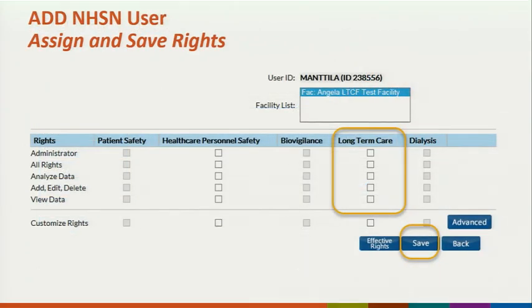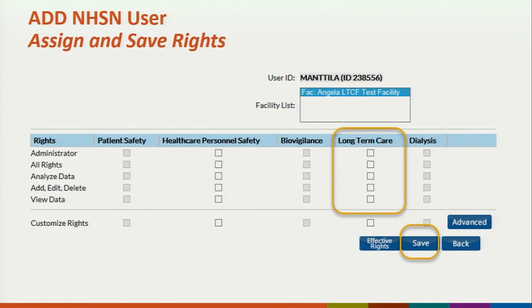Once you add the user, you come to the next screen that enables you to assign and save rights to the user. Remember I was talking about at least having another user with NHSN administrative rights. To do that, you would simply put a check mark here. Be sure you're under the right component, which is long-term care. This first box, administrator, gives the user all rights, the same rights that you as the NHSN administrator have.